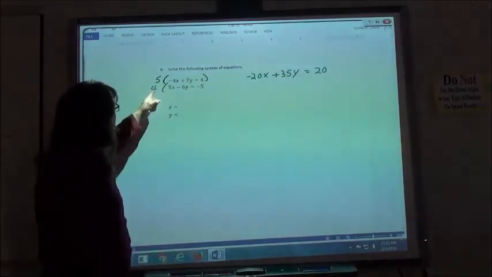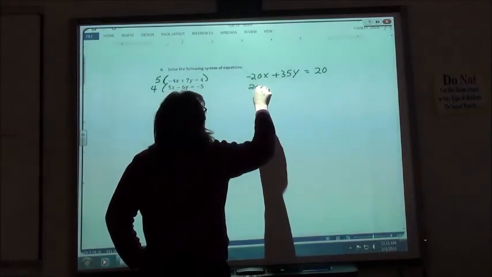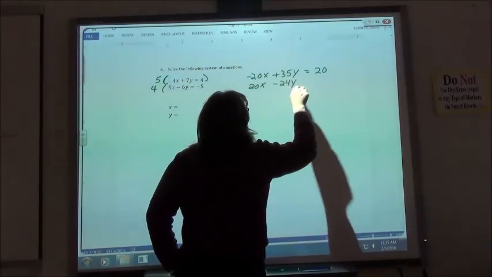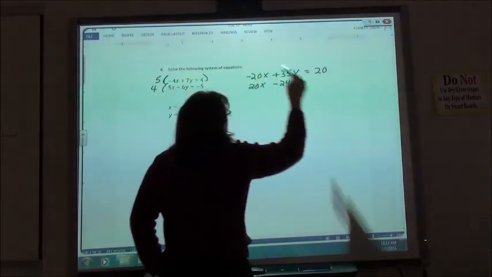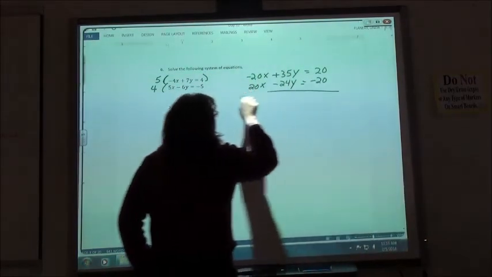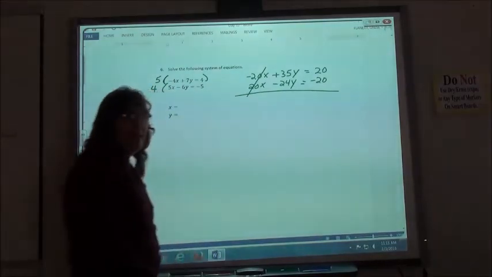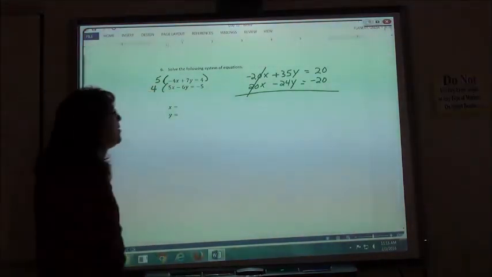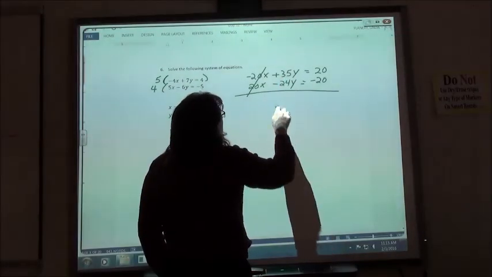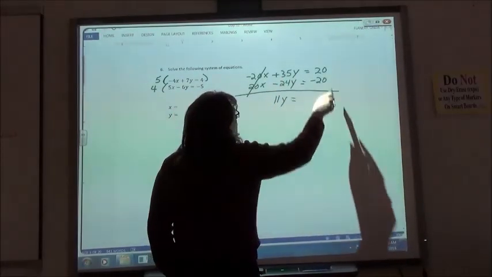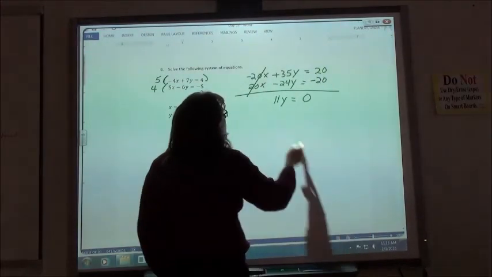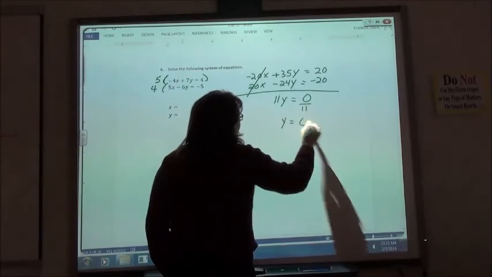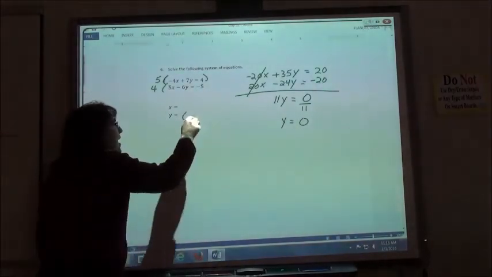On the bottom, 4 times 5x is 20x. 4 times a -6y is -24y. 4 times -5 is -20. So in this case, my x's are opposite. I have one -20 and one +20. They're going to cancel out. 35 minus 24 is 11y. Over here, 20 minus 20 is 0. And when I solve that, 0 divided by 11 still gives me 0. It's okay to have an answer of 0.